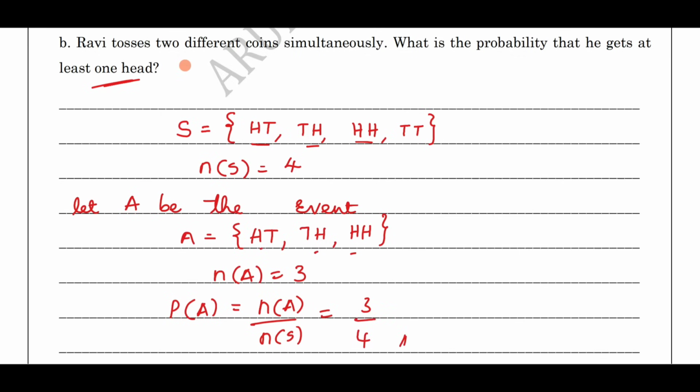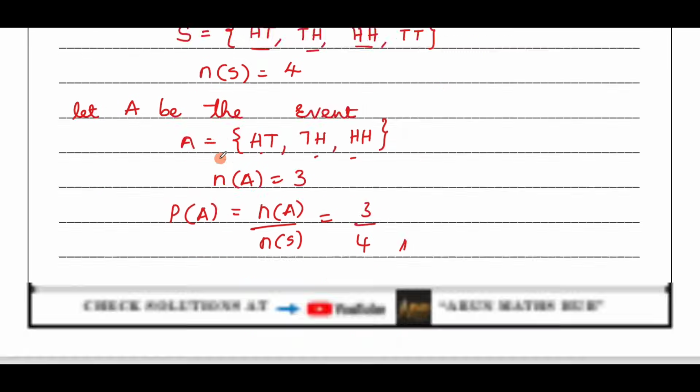So you can try for at least one tail. See, in case they ask at most, you should exclude. At most means in maximum you should have only one head. Know the difference between at least and at most. At least means minimum. At most means in maximum you should have one head.